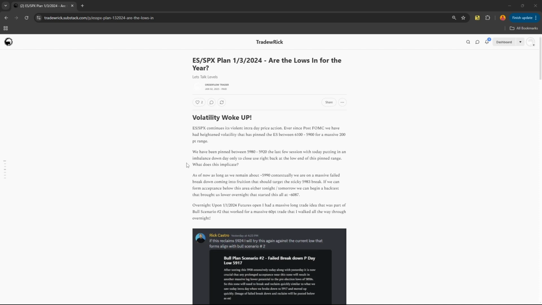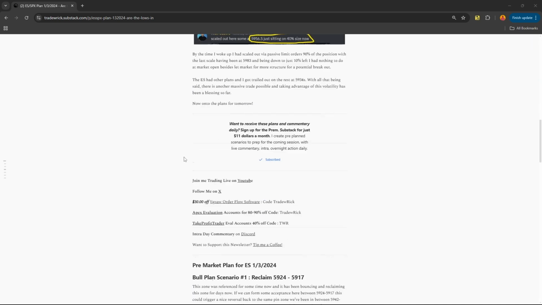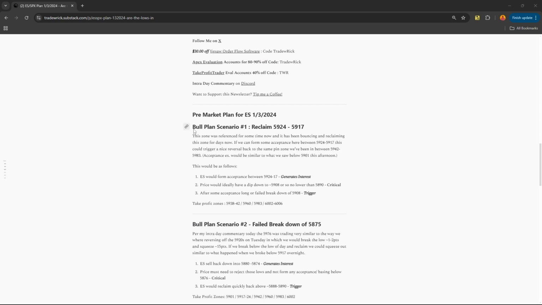I do give a scenario of things that need to happen before we can initiate those kinds of trades. And I give some more context as to why these levels are important and why I believe that there is a squeeze potential or reversal once these levels are reclaimed.